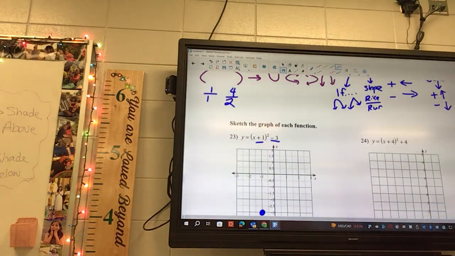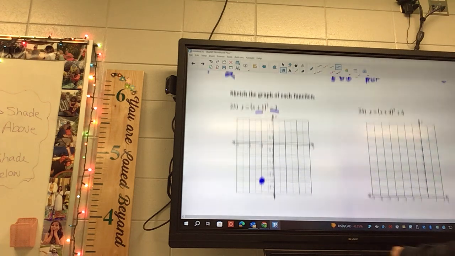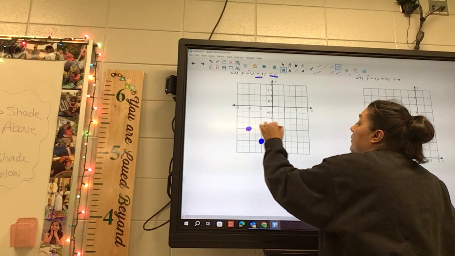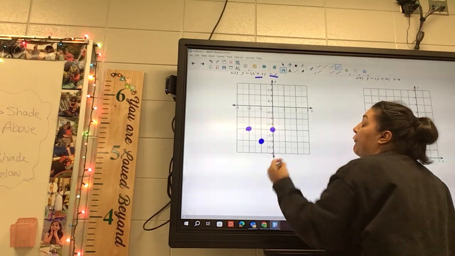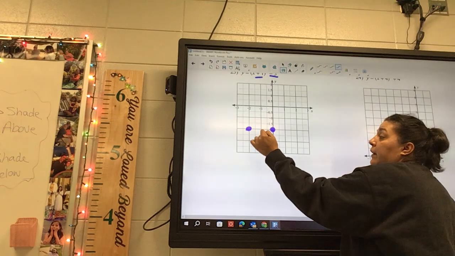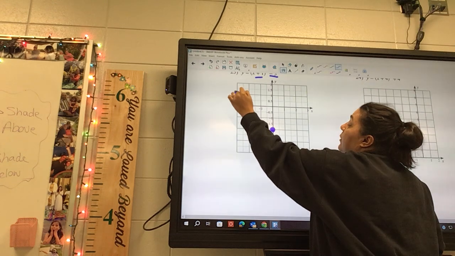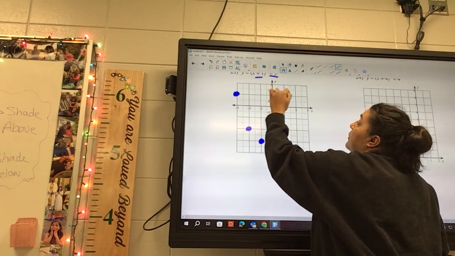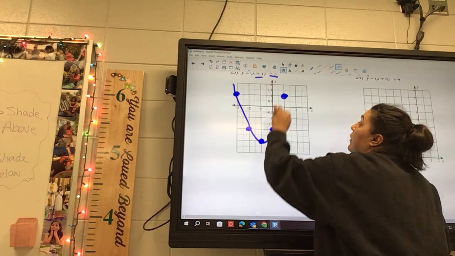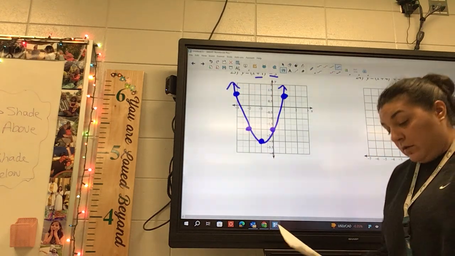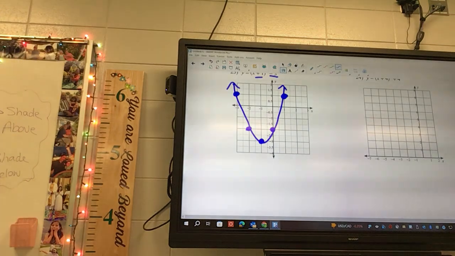Does this graph open up or down? It opens up because there's no negative out front. Is it going to be a V or a U? It's going to be a U. So with the U, you're going to go up 1/1. And then from this dot, look at me, it's got to be from this dot, you're going to go up 4/2. 1, 2, 3, 4, 1, 2. Yeah, up 4/2.